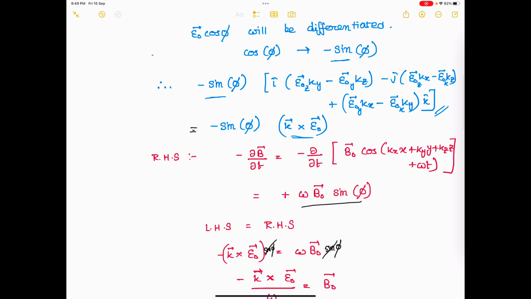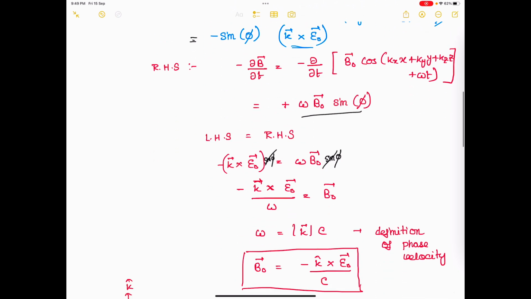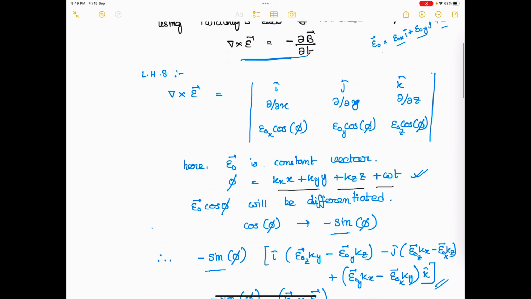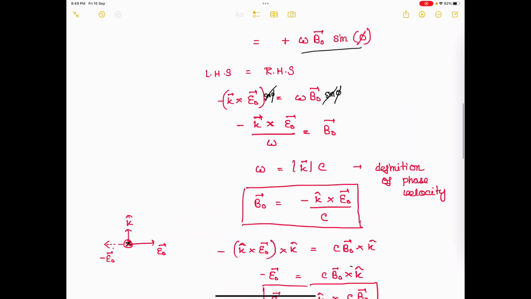In the RHS, on the other hand, we have minus delta B by delta t. If you do it this way, it comes out to be omega B naught sine of phi. LHS is equal to RHS, so sine phi cancels out. So B naught now becomes minus k cross E naught by omega. Now, had we taken cos(kx x plus ky y plus kz z minus omega t) in both cases, E naught and B naught, then this minus sign would not come; it would only be a plus sign. And in vectorial operations like k cross E naught by omega, this minus and plus are very important.